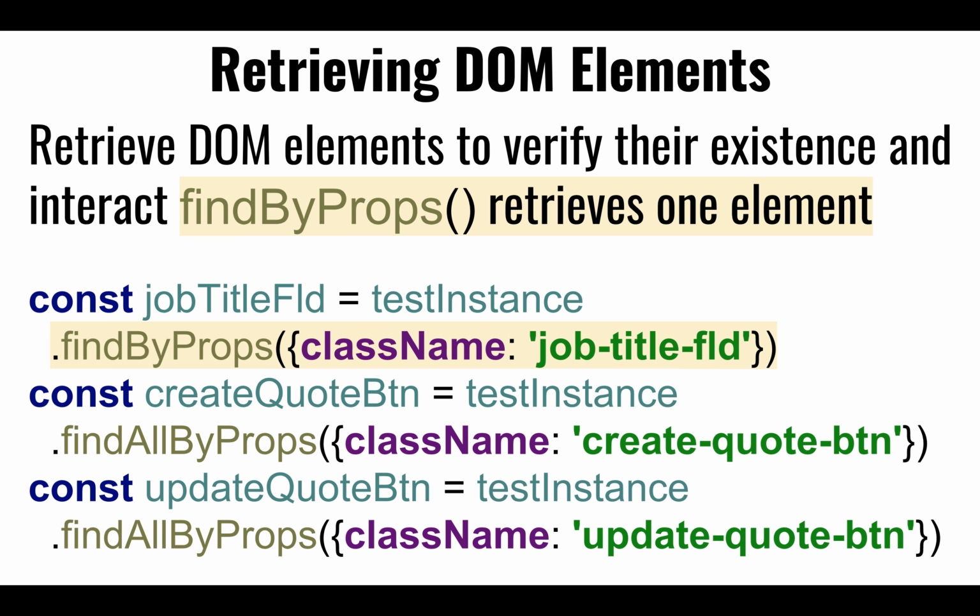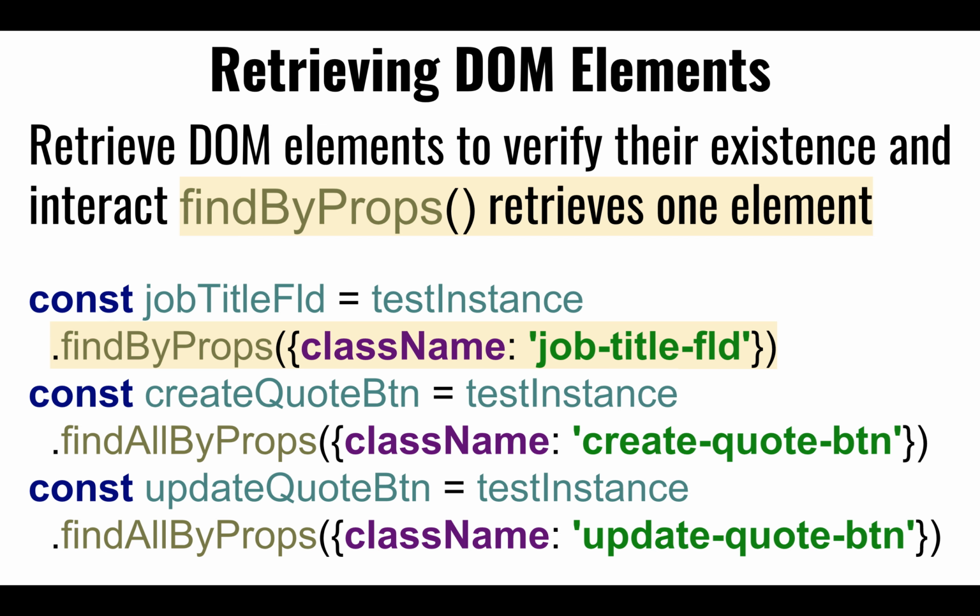The test instance is built from the tree we built earlier, and it gives us an API that allows us to go into the generated DOM and query it. We can say, go fetch me all the elements that have this particular class, job-title-field. Go fetch me any elements that have this particular class name, create quote buttons. Go fetch me all the update buttons, because there should be just one update button.